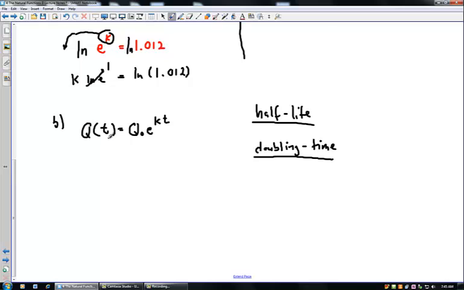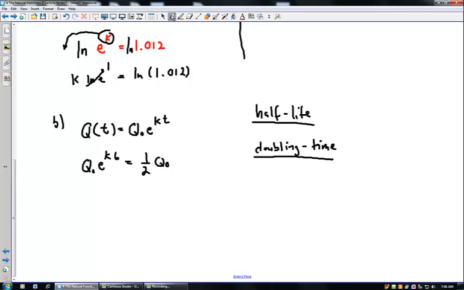Okay, Q of t equals Q naught e to the kt. So I start here, and I know the half-life is 6 years. That means I don't know what Q naught is, but I know if I plug in 6 for t, it's going to equal half of the initial substance, or half of the initial value, if you like. So how do you write half the initial value? Well, 1/2 the initial value. So 1/2 times Q naught, or Q naught divided by 2.